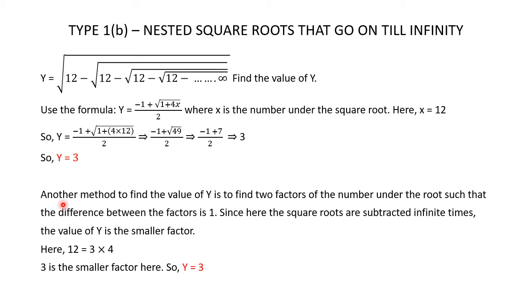Now, another method to find the value of y is to find two factors of the number under the root such that the difference between the factors is 1. Since here the square roots are subtracted infinite times, the value of y is the smaller factor. Here the number under the square root is 12, and 12 can be written as the product of its factors 3 and 4. Notice that the difference between the factors is 1. So 12 is equal to 3 multiplied by 4. Here 3 is the smaller factor. So the value of y is 3.